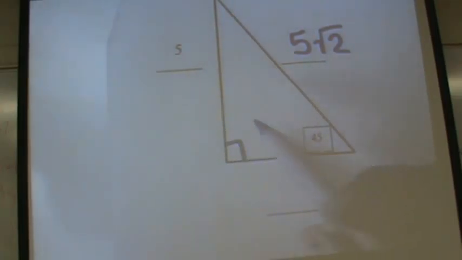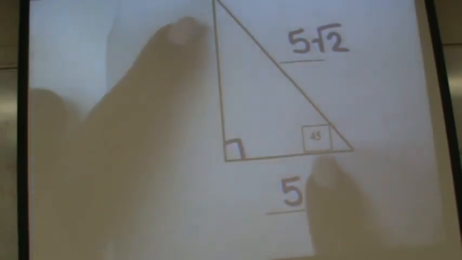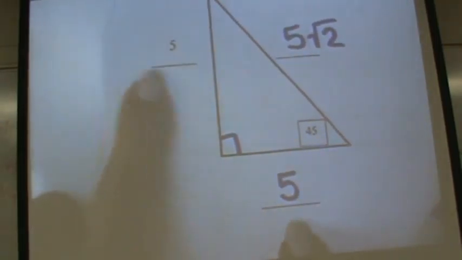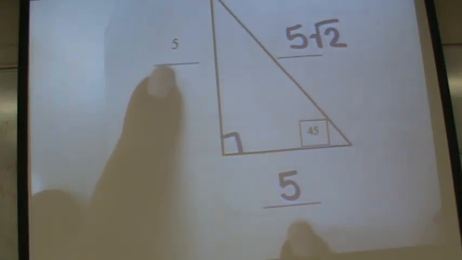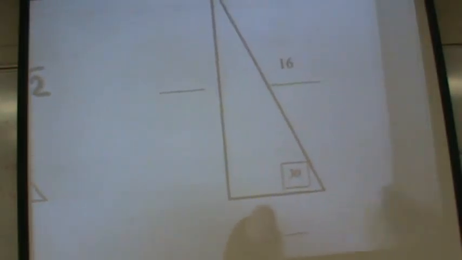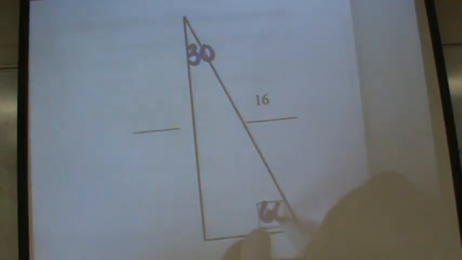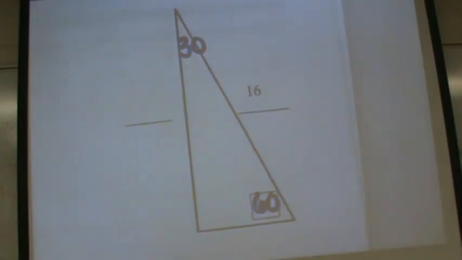What's this side right here? What do you know about a 45? This would be 5. In a 45, 45, 90, your legs are identical. Okay? Yes or no? Okay, for this next one, quickly switch, make this your 30, and make that 60. Now it's drawn better. That's the way your triangle should look.